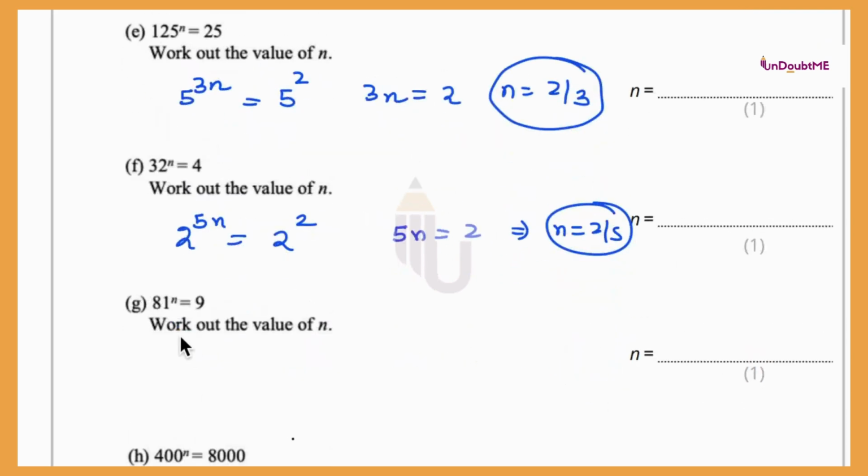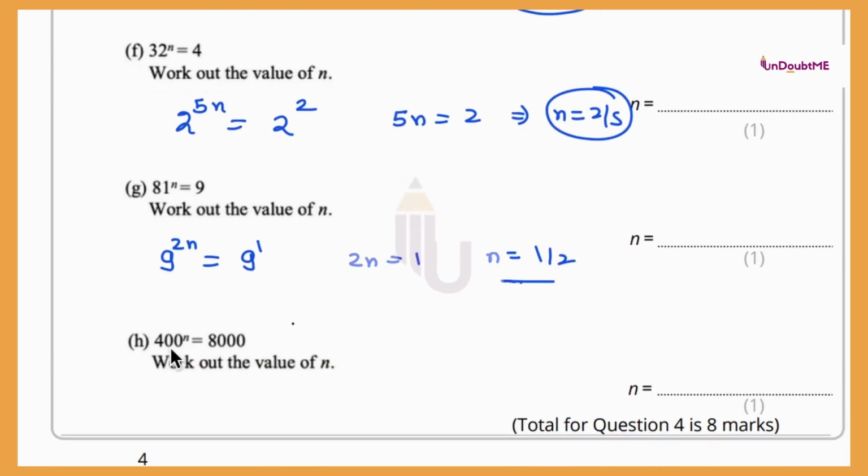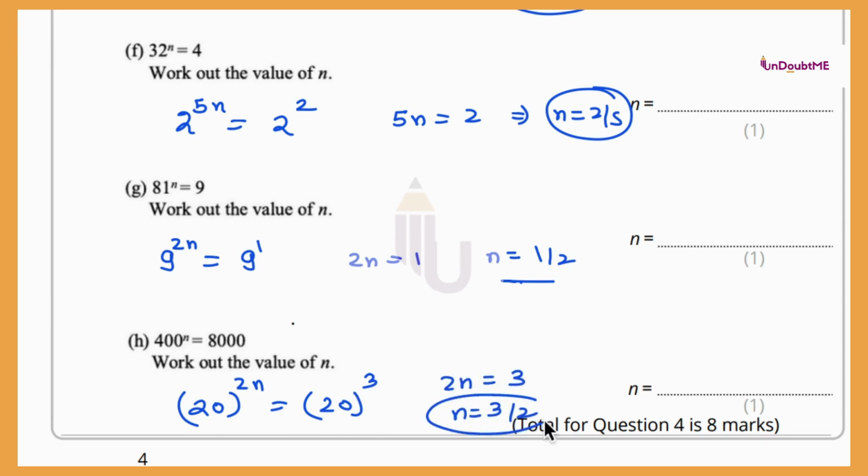81 to the power n can be written as 9^2n is equal to 9. This time it was not required to write 9 further as 3 square because the bases have become the same. Even if you write it, you will end up getting the same value of n. So 2n is equal to 1, n is equal to 1 by 2. Then 400 can be written as 20^2n. 8000 can be written as 20 to the power 3. Bases are the same, so 2n is equal to 3, n is equal to 3 by 2.